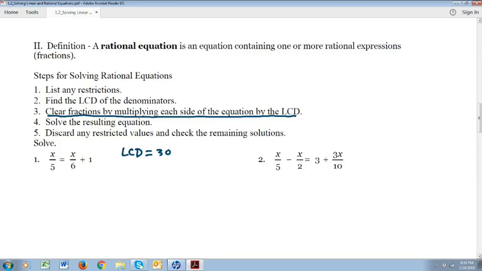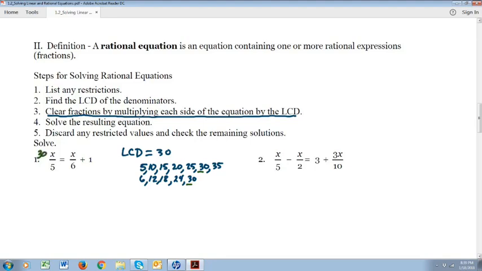Now, how did I get that? Well, an LCD is really an LCM, or least common multiple. So I look at the multiples of 5 and the multiples of 6 until I find one that they have in common. The first one they have in common is the least common multiple. So in this case, that would be 30. So we're going to multiply each side of this equation by 30.